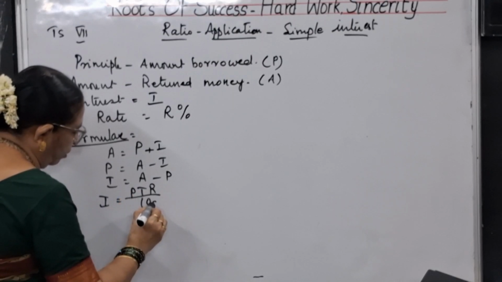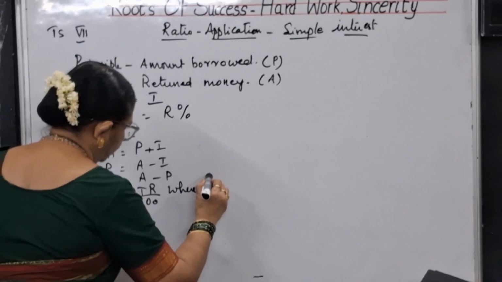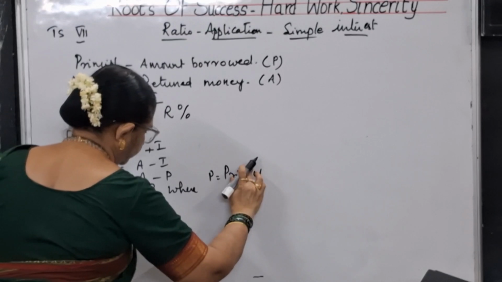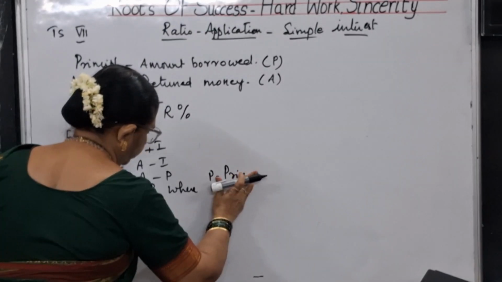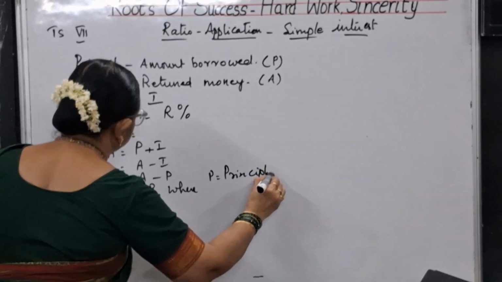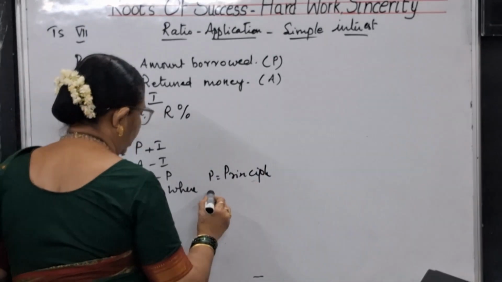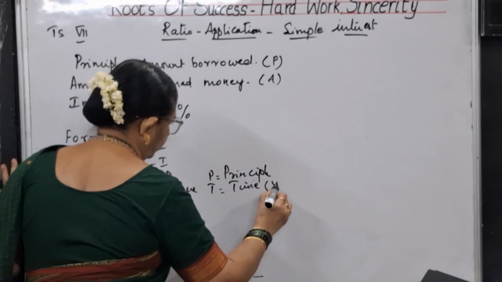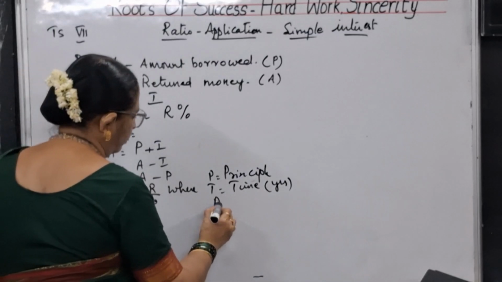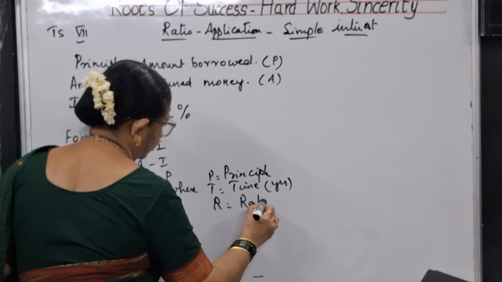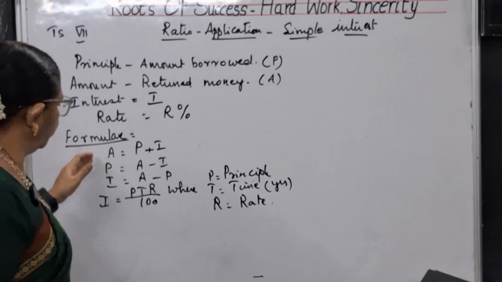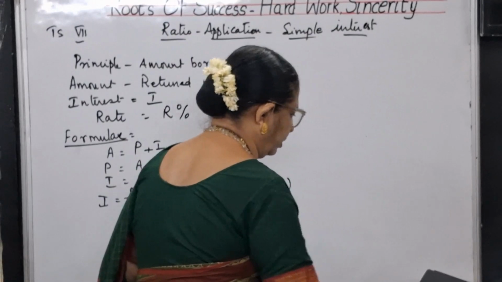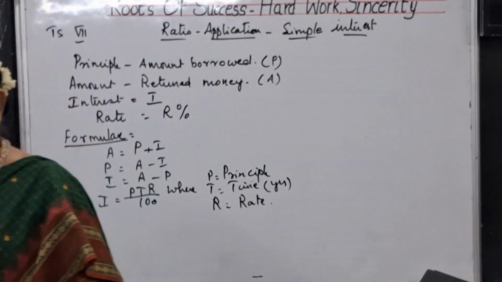Apart from that, interest formula is PTR by 100, where P is principal, and T is time. Time means years, and R is rate. Okay, these are the basic formulae which we are going to use in the problems hereafter, children. Please copy this. This is a small introduction about simple interest.